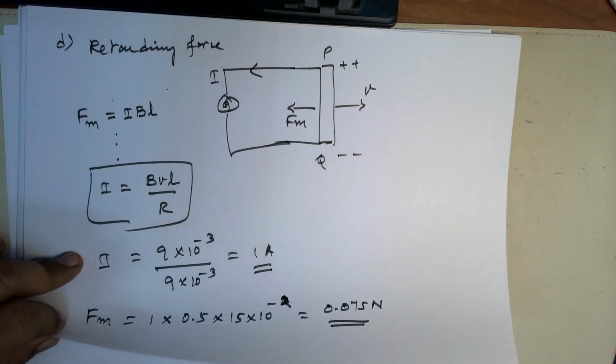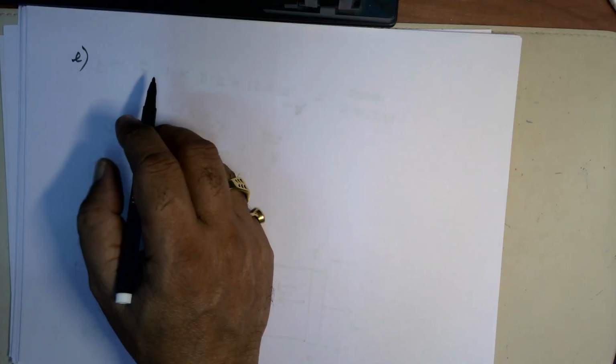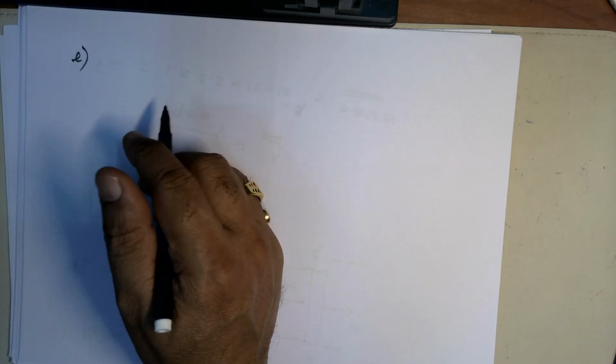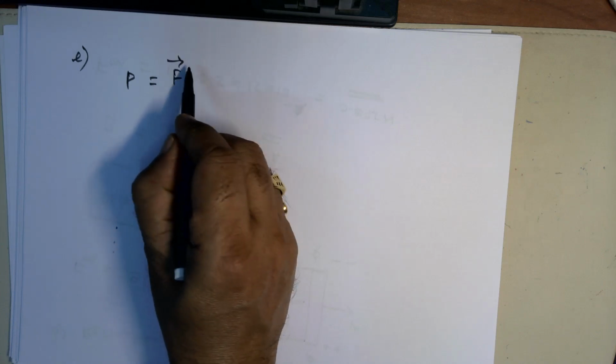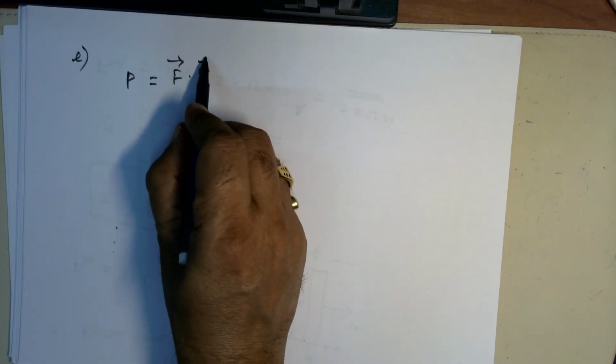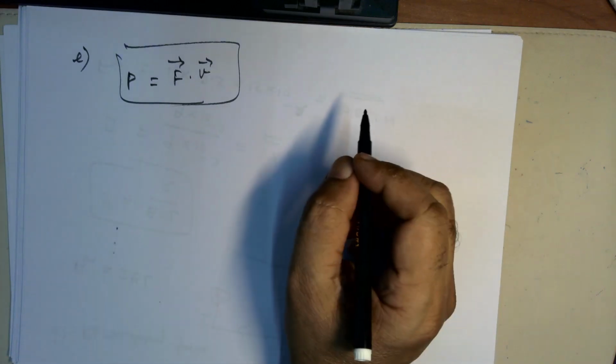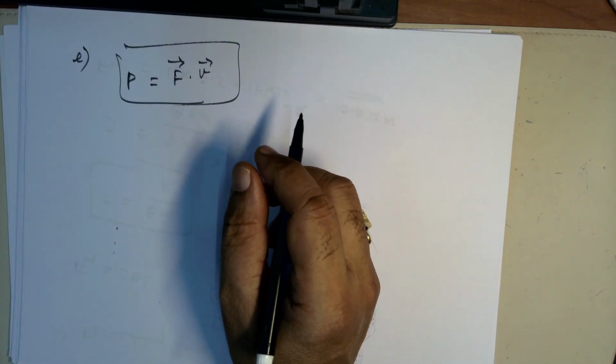Then E, to keep the rod moving at constant force, how much power is required to keep the rod moving at 12 centimeter per second when K is closed? So now we need to talk about the power. Power is given by the force dot velocity vector. Take down this: it is the dot product of the force vector and the velocity vector.